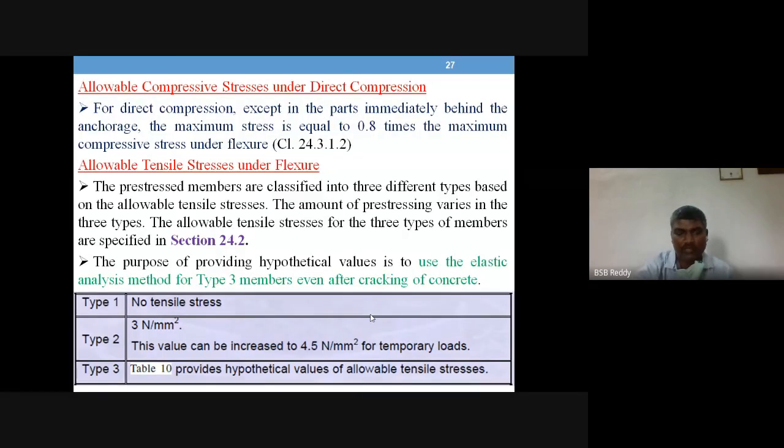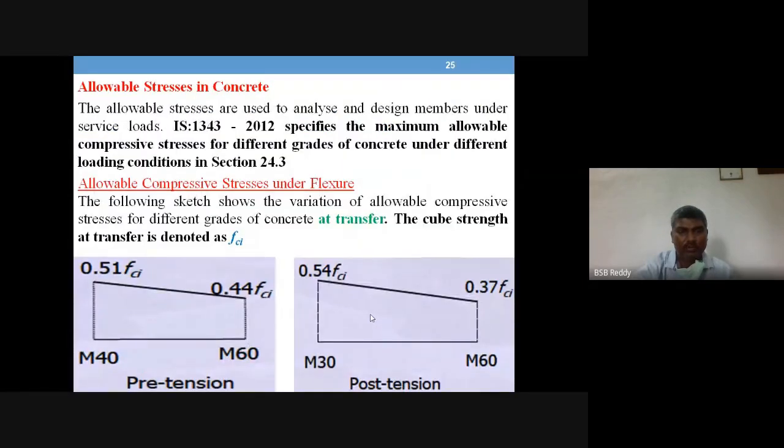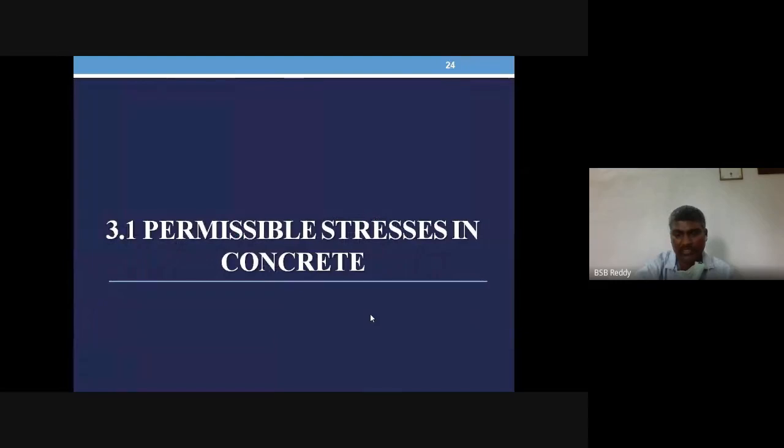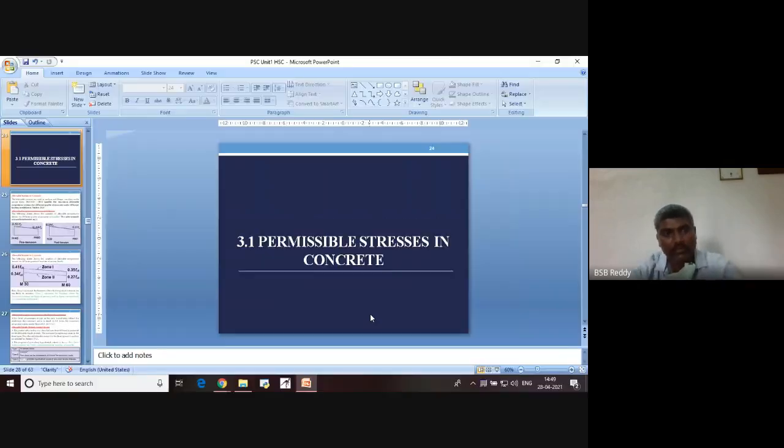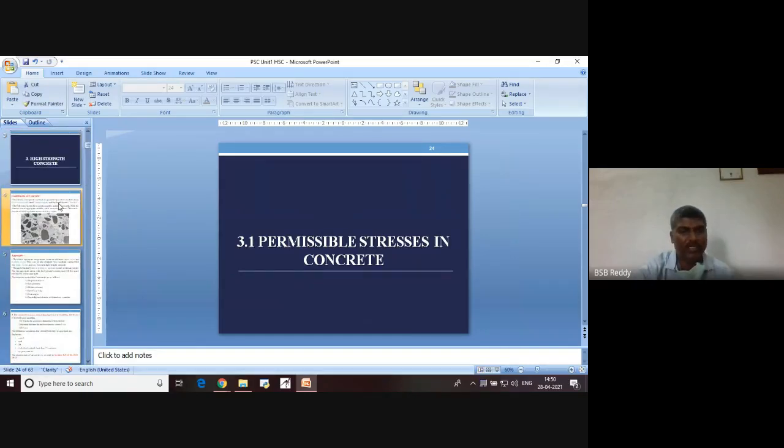Last session we talked about the allowable stresses in concrete, in fact, pre-stressed concrete. So we are actually discussing the high strength concrete properties, where we have come across different properties. I'll just run through the slides of what we have discussed about high strength concrete.